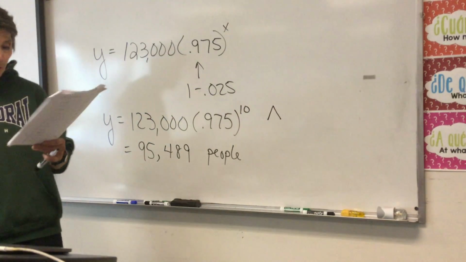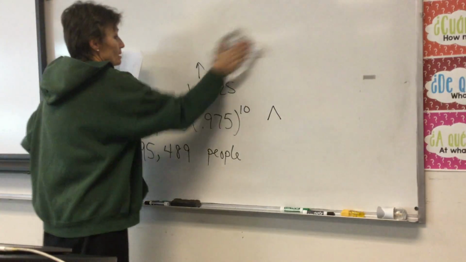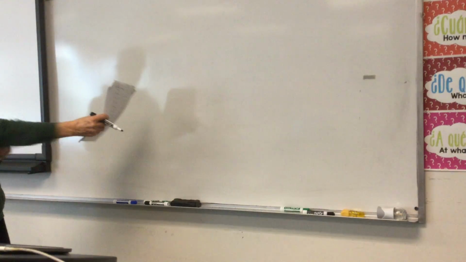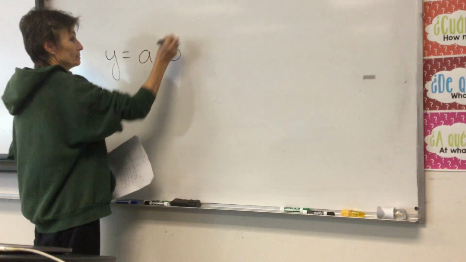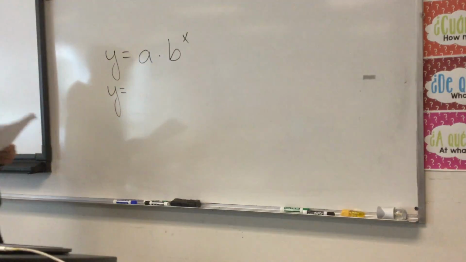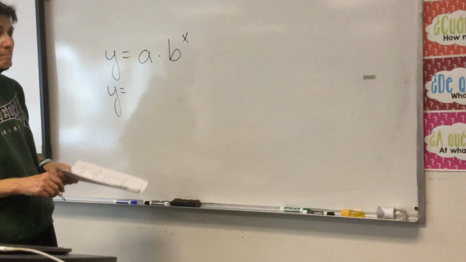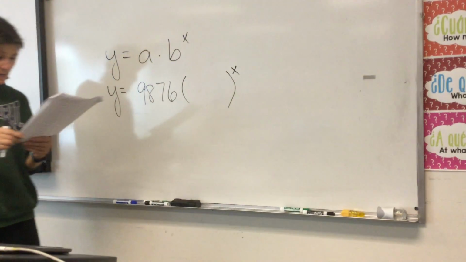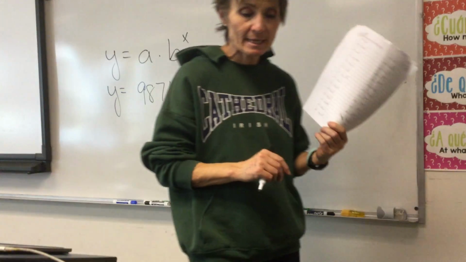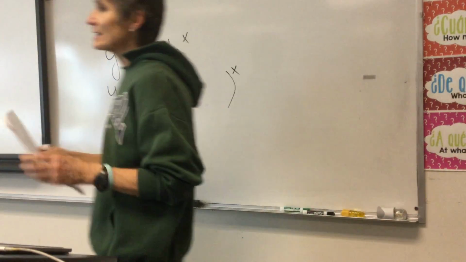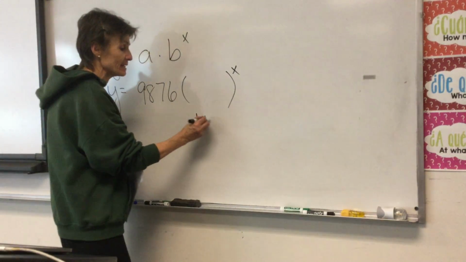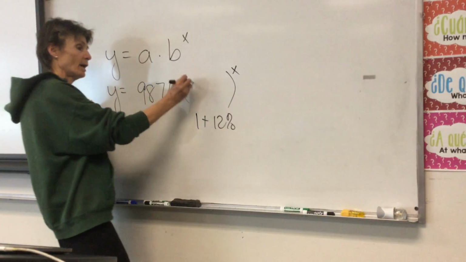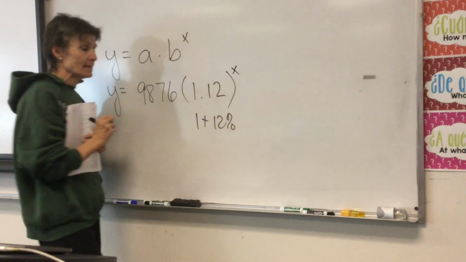Let's do one more. Same exact thing, only now it's Trigville. So we need to write an equation for what's going on in Trigville, and then we'll answer the question. What are we going to put in for our initial value for our A? 9,876. Yep. And then this one is increasing 12% a year. So we're increasing 12%. So that means we're going to add on 12%. So what's going to go in here? 1.12. Yep.